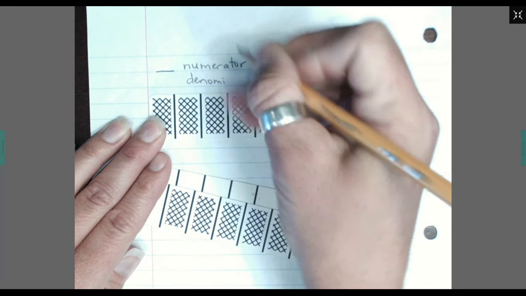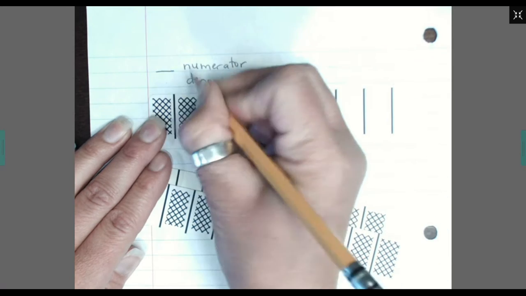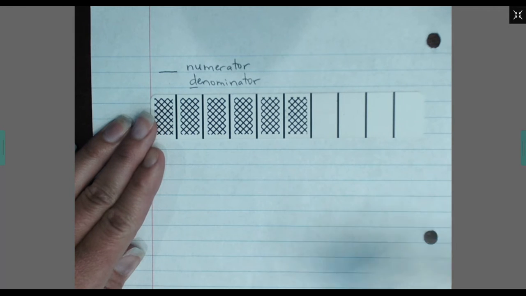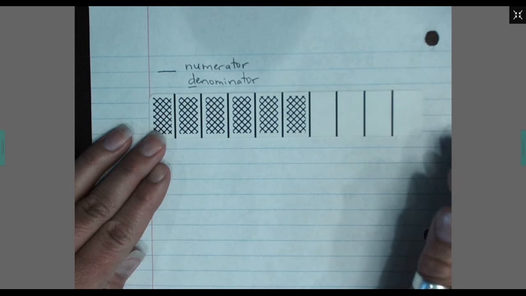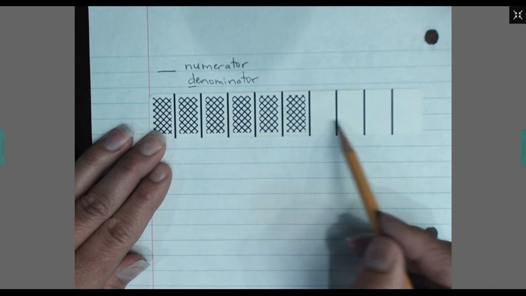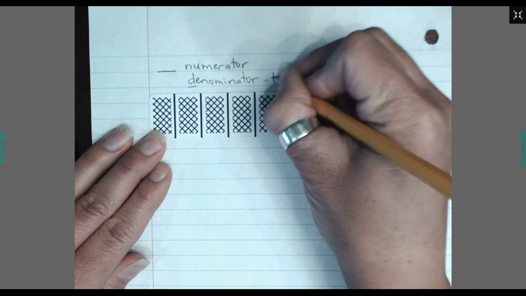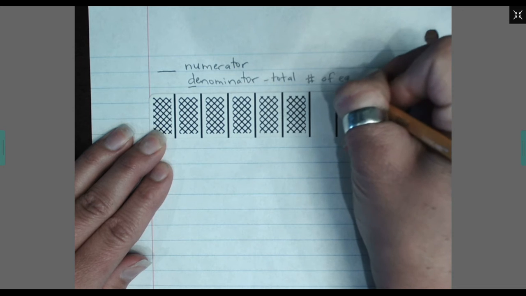And the way I tell students to remember denominator is there's a D for down. So the denominator tells us, do you remember what it tells us about the whole? The denominator tells us the total number of equal parts. So this is the total number of equal parts.